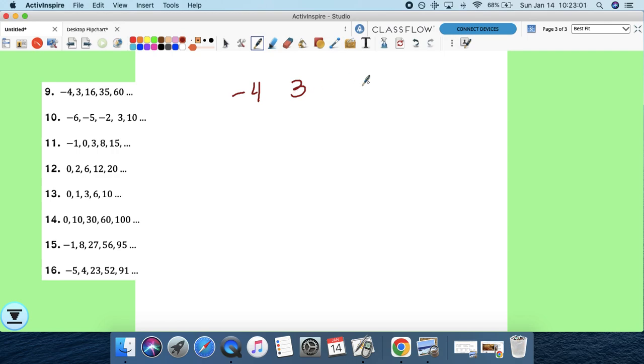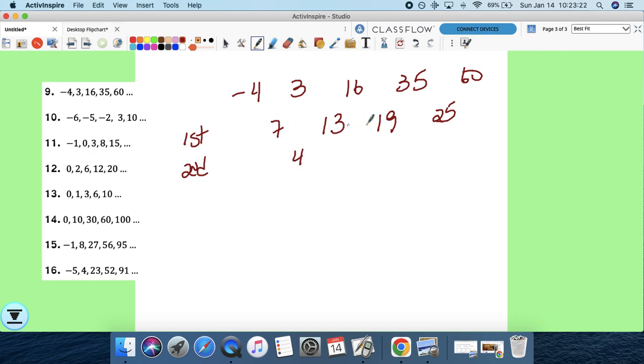Negative 4, 3, 16, 35, and 60. Negative 4 to 3 is 7, 3 to 16 is 13. This looks like 19, and this looks like 25. Yeah. Second difference, 7 to 13 is 6, 13 to 19 is 6. And 6, 6, and 6. So n squared, our coefficient is going to be 3. Write these numbers down.